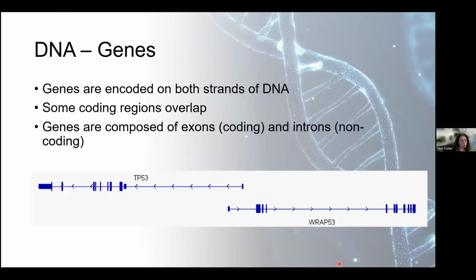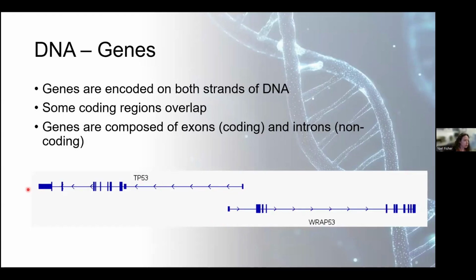Now, genes can be encoded on both strands of DNA. So this is a common writing of the direction of reading of the DNA. So we have TP53 that is encoded on this side, and another gene called WRAP53 encoded on the opposing strand of DNA, and they have an overlap here. So the TP53 gene starts before the start of WRAP53, and these areas are overlapping between the two genes.